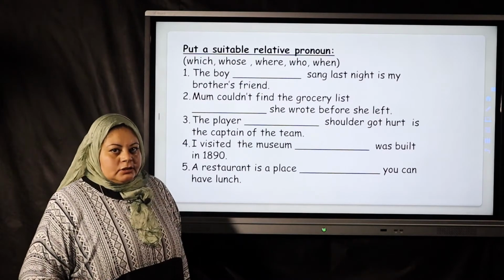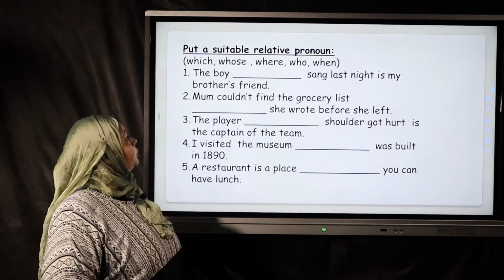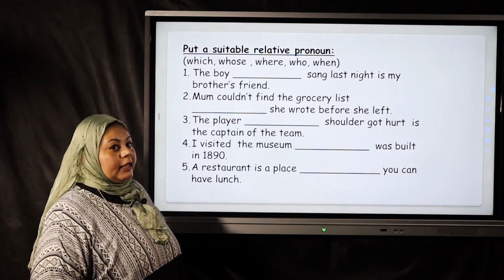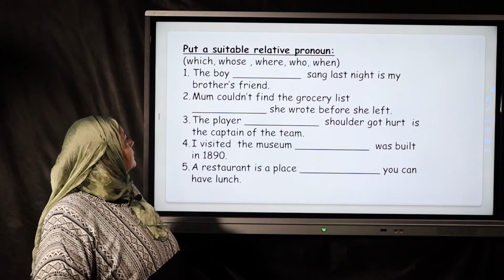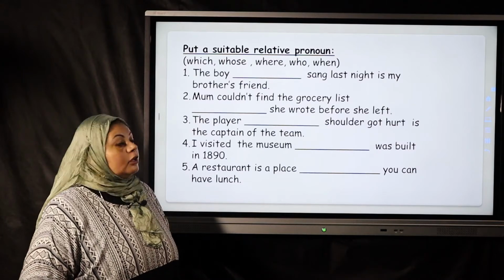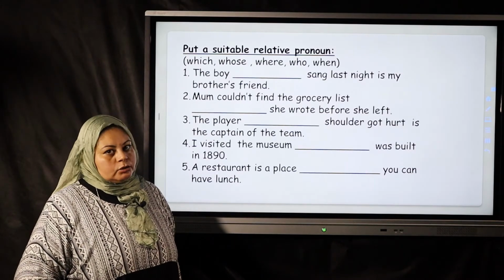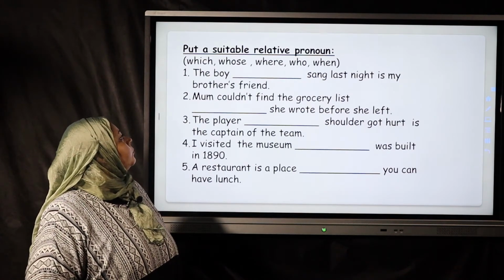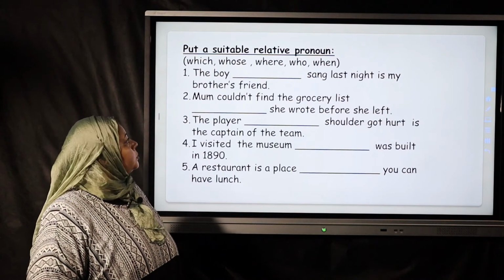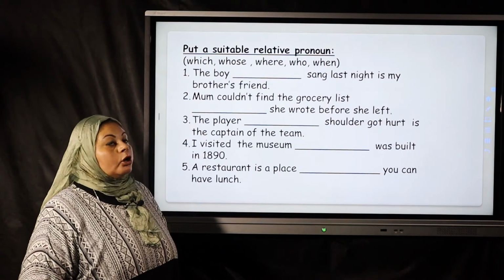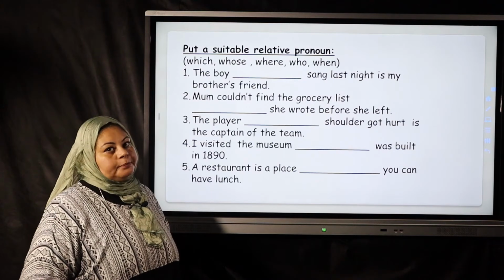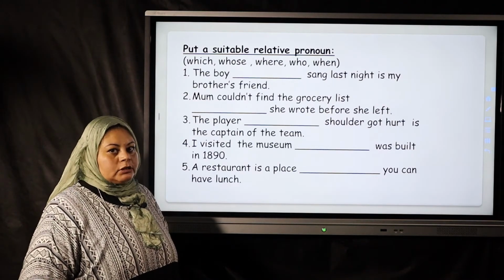Let's answer this exercise. Put the suitable relative pronoun. The boy sang last night is my brother's friend. I want you to think and choose. What shall I choose? Which, whose, where, who, when. The boy is a person, so I'll use "who".